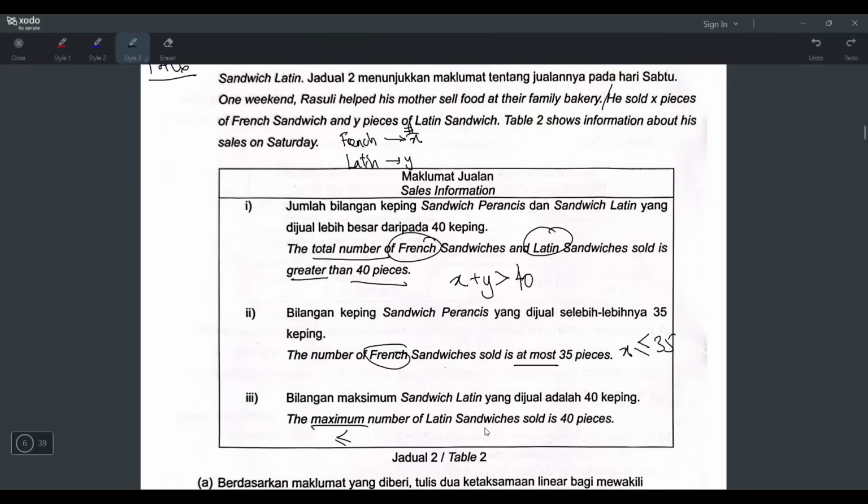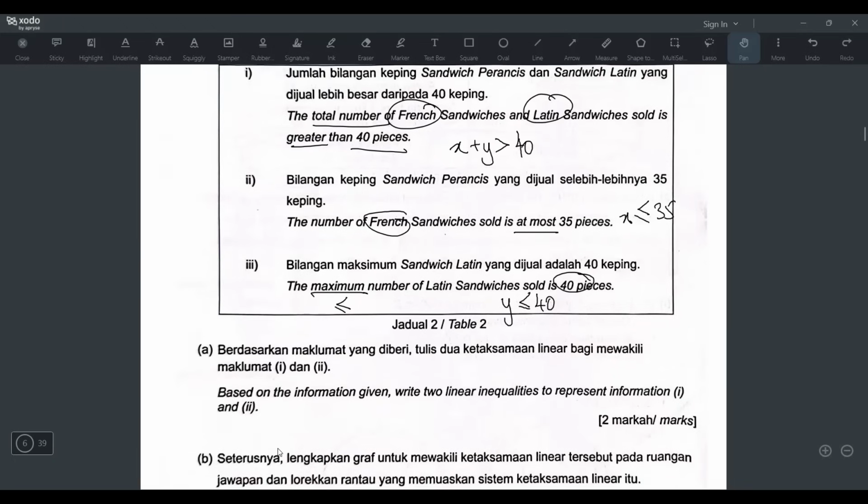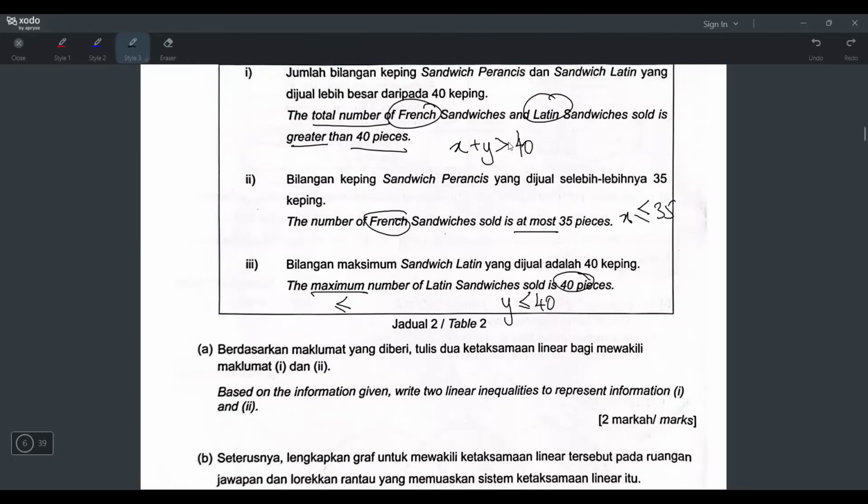The highest limit of Latin sandwich sold is 40 pieces. Latin is Y. So Y, but the highest limit is 40. So it has to be smaller or equals 40. Because that's the maximum lah. That's the highest limit. Okay. Alright. That's the 3 inequalities. But I don't understand why they say write 2 inequalities to represent information 1 and 2. So I guess they only want you to write this and this lah. So what you do? Just present the answer for them lah. X plus Y greater than 40 and then this one. Okay.